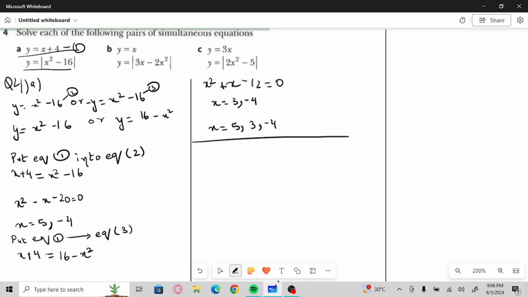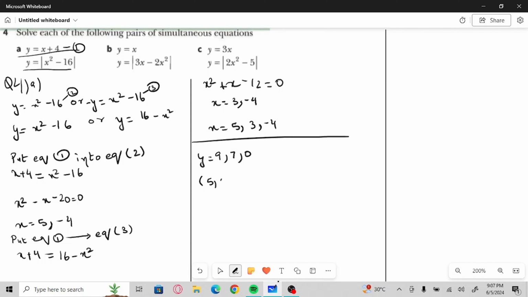And first of all, before inputting, I was just about to forget, we have to find the value for y for each of these. So y is equals to x plus 4. 5 plus 4 is equals to 9. And second, 3 plus 4 is equals to 7. And minus 4 plus 4 is equals to 0. So we have three sets of pairs.